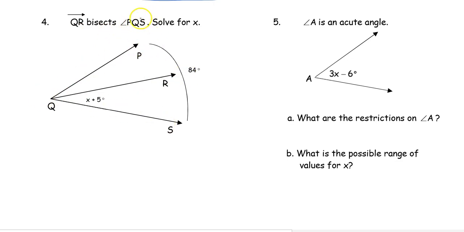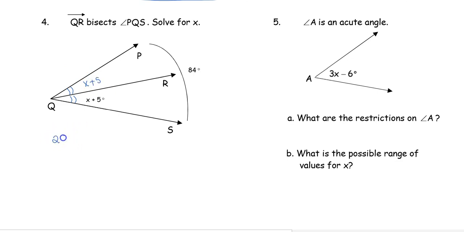So again, as we trace angle PQS, as we trace that big angle, QR divides it. So it's going to cut that angle into two congruent angles. We're going to use that relationship to find the measure of x. So if these are the same, I can use the exact same expression to represent that missing piece.